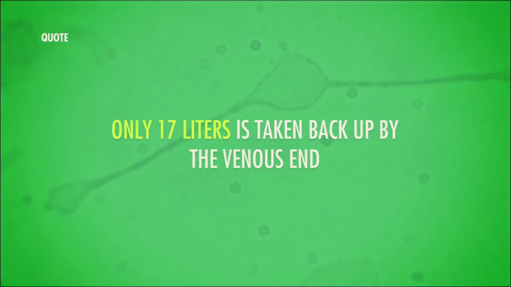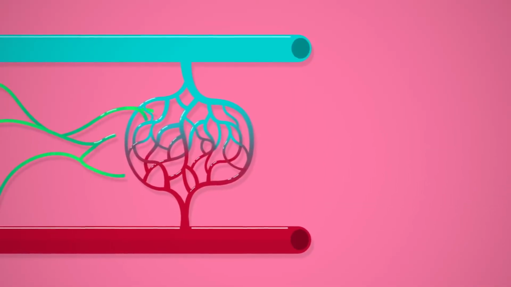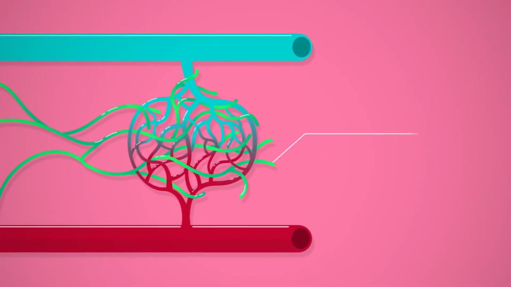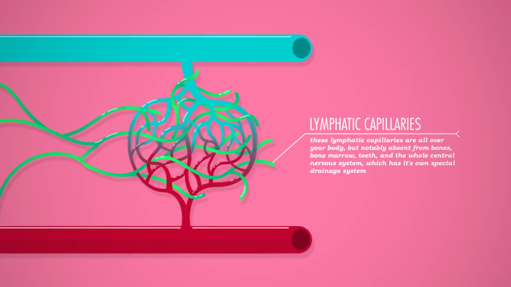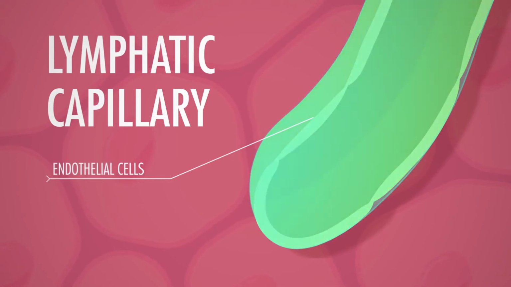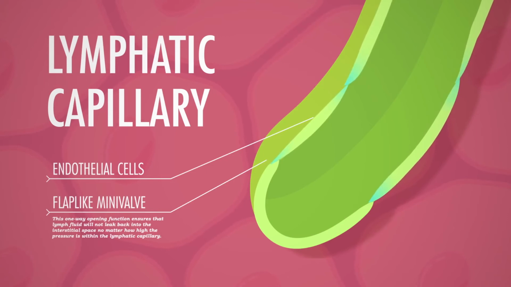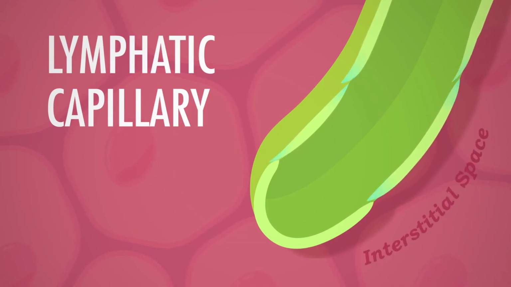Of the 20 liters a day that's forced through the arteriolar end of all the capillaries all over your body, only 17 liters is taken back up by the venous end. Those other 3 liters? That becomes your lymph. It's almost immediately picked up by nearby lymphatic capillaries that wind their way in and among the blood capillaries, and they're really well suited for their job. Lymphatic capillaries are made of loosely overlapping endothelial cells that look kind of like roofing shingles, forming little flap-like valves that only open in one direction. So when the pressure in the interstitial space becomes greater than the pressure inside the lymphatic capillary, the flaps push open and take in fluid to relieve the pressure.